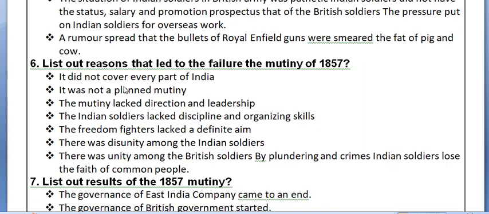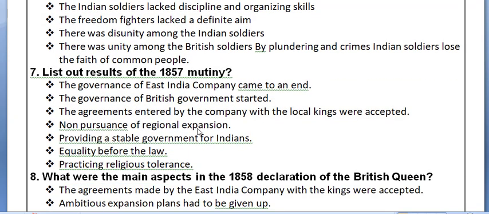Next question. List out the reasons that led to the failure of the Mutiny of 1857. It did not cover every part of India. It was not a planned mutiny. The mutiny lacked direction and leadership. The Indian soldiers lacked discipline and organizing skills. The freedom fighters lacked a definite aim. There was disunity among the Indian soldiers. There was unity among the British soldiers. By plundering and crimes, Indian soldiers lost the faith of common people.